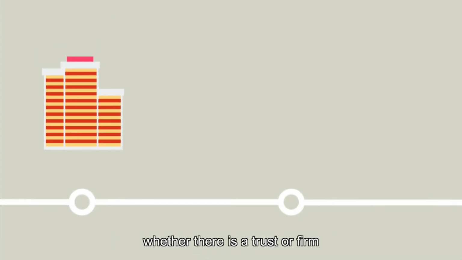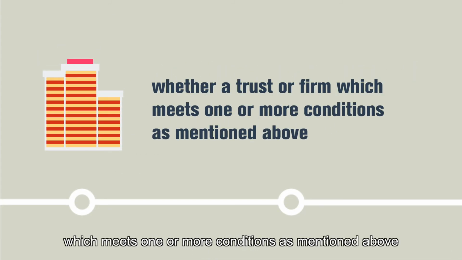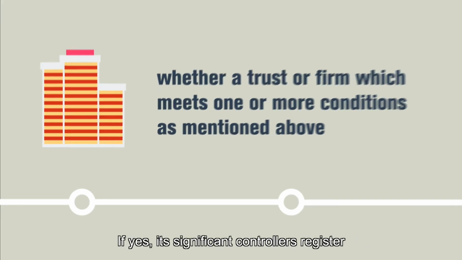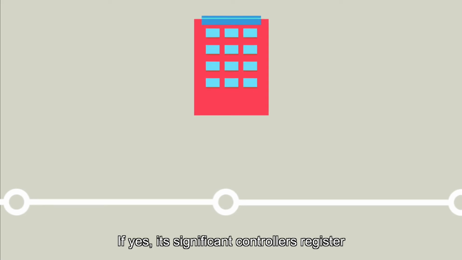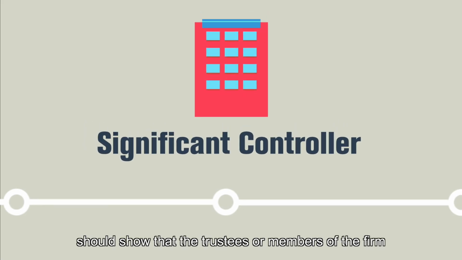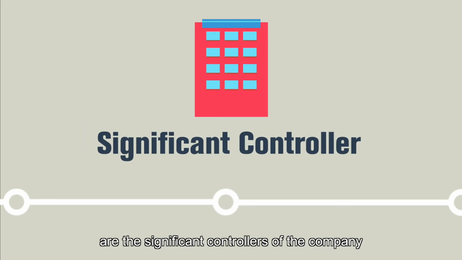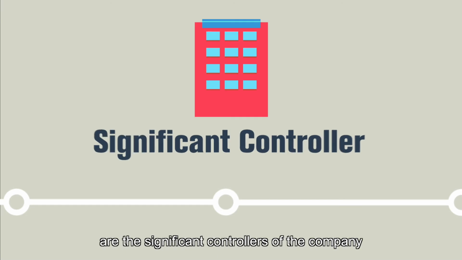In this case, a company should consider whether there is a trust or firm which meets one or more conditions as mentioned above. If yes, its significant controllers register should show that the trustees or members of the firm are the significant controllers of the company.